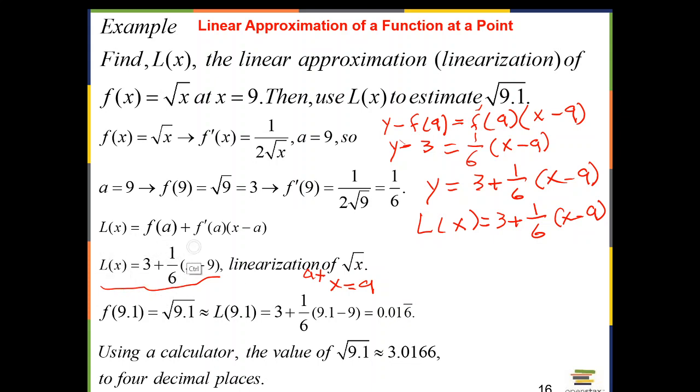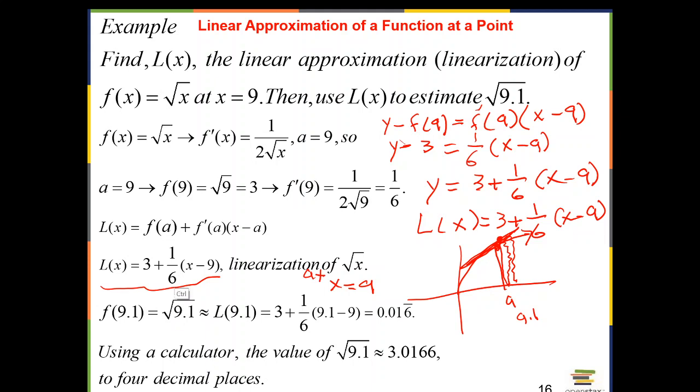Now, if you want to approximate the square root of a number close to 9, let's say this is 9, so that's the point. You draw the tangent line, and then let's say 9.1 is over here somewhere. The height from here to here is the approximation that we make for the actual value, which is actually that much, right? So that's the idea.